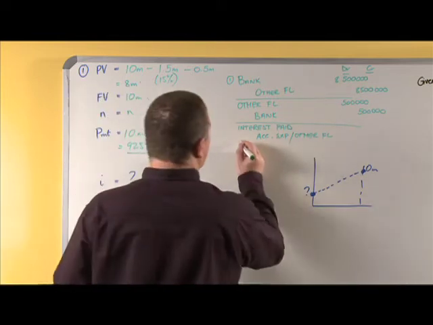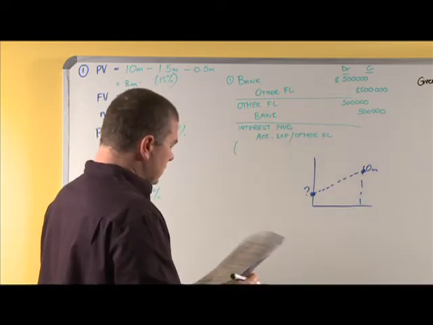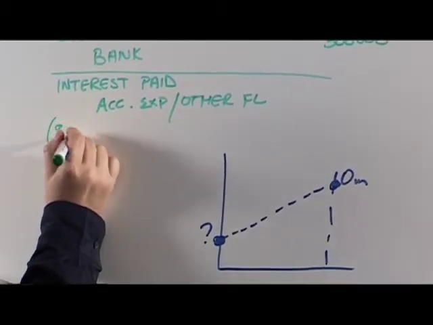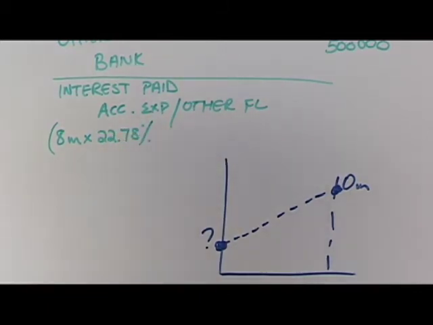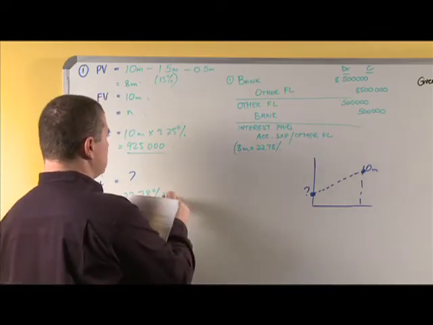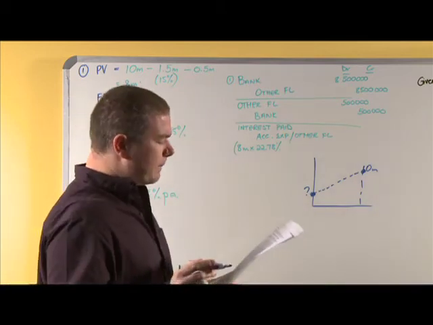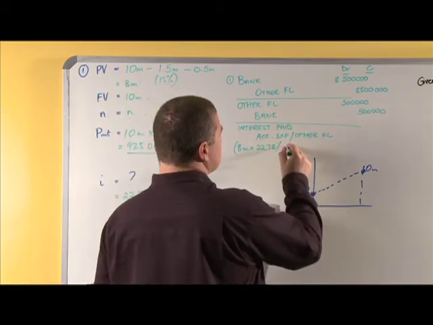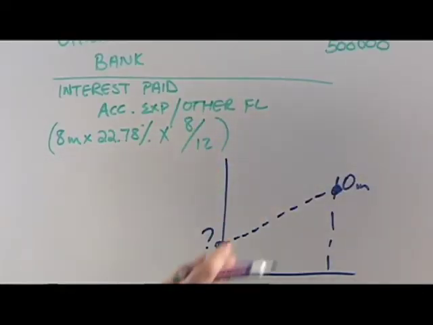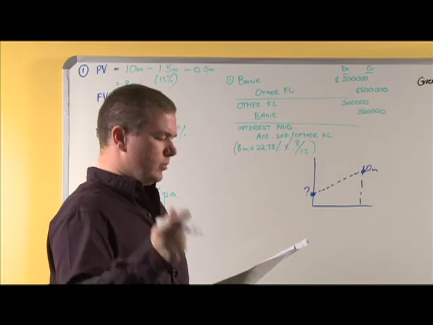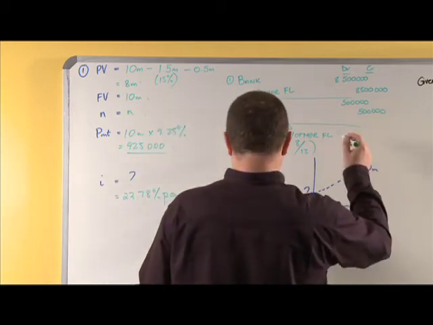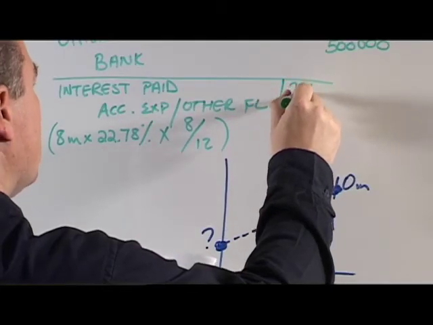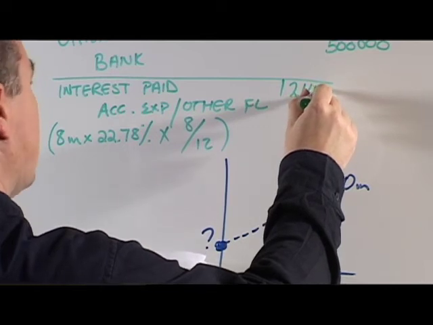What's my calculation? Very straightforward. I took out 8 million rand at an interest rate of 22.78% per annum. Please note that's a per annum figure. Multiply that by 8 over 12. Let's just quickly check: August, September, October, November, December, January, February, March. I almost forgot that it was March. So that's my 8 months. And you get a figure of 1,214,933.